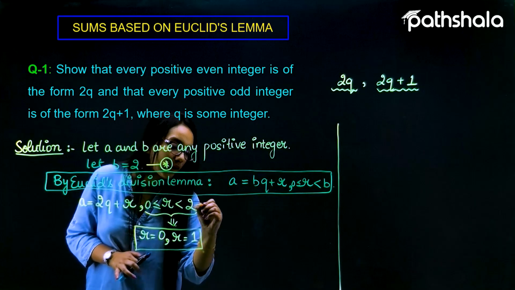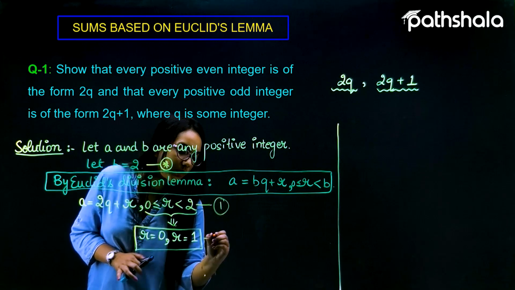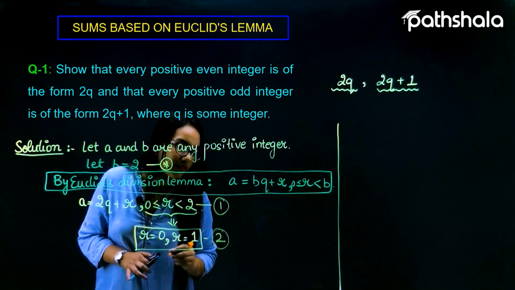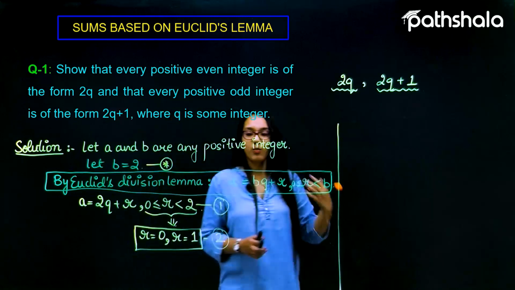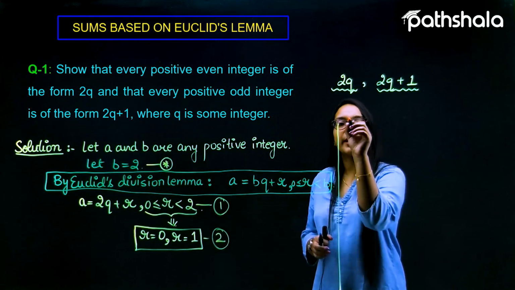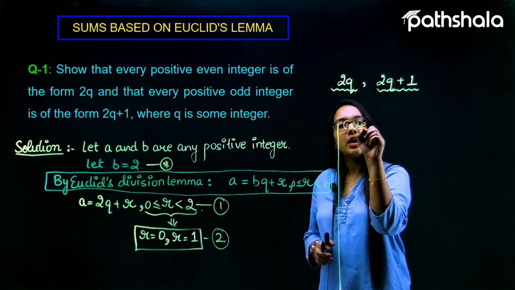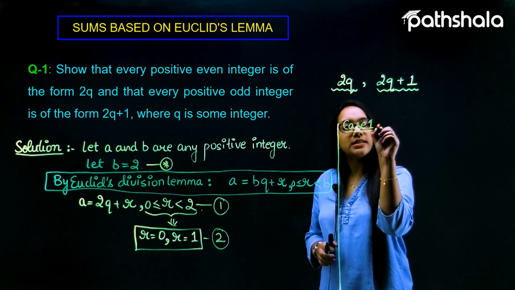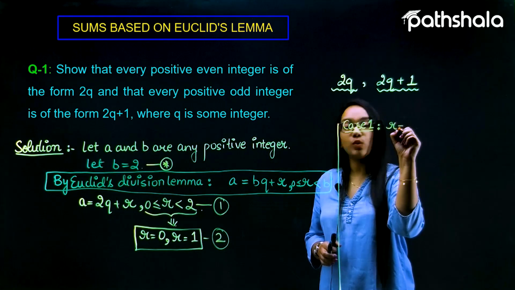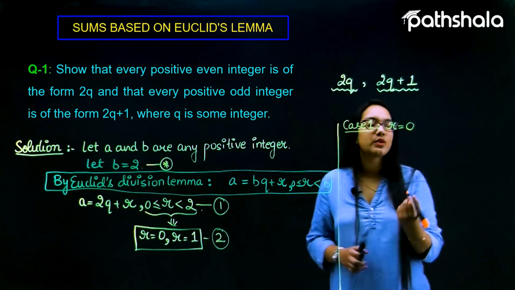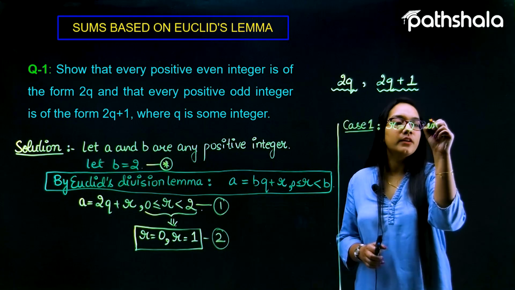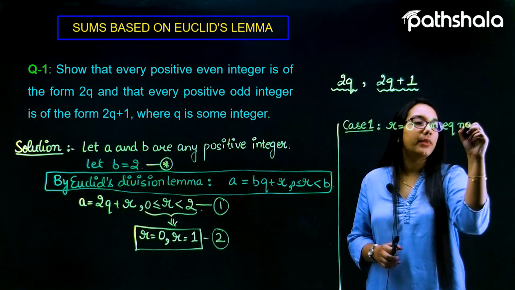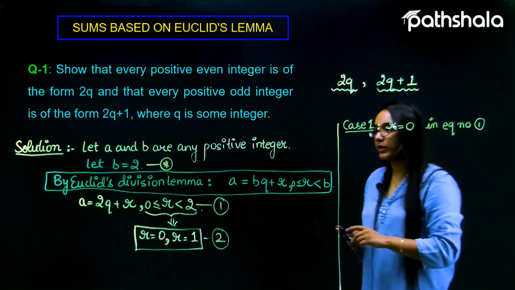So let us suppose I'm talking about this equation as 1 and this equation as 2. So we will substitute the value of R one by one in equation number 1. Let us take case 1, when R is equal to 0. Substitute R is equal to 0 in equation number 1.